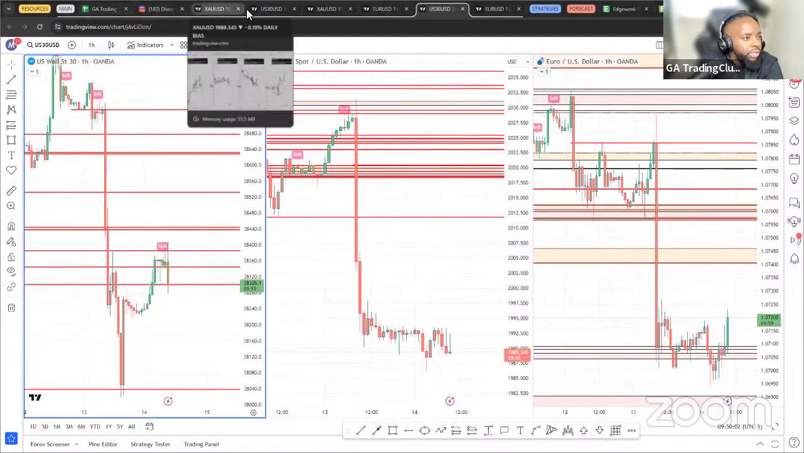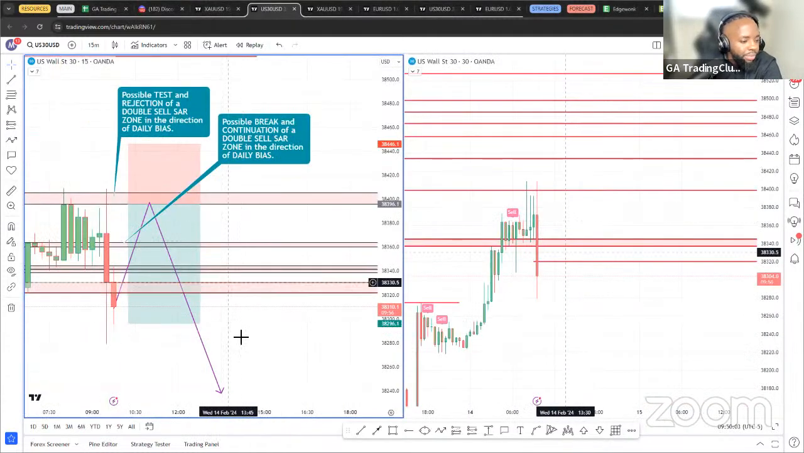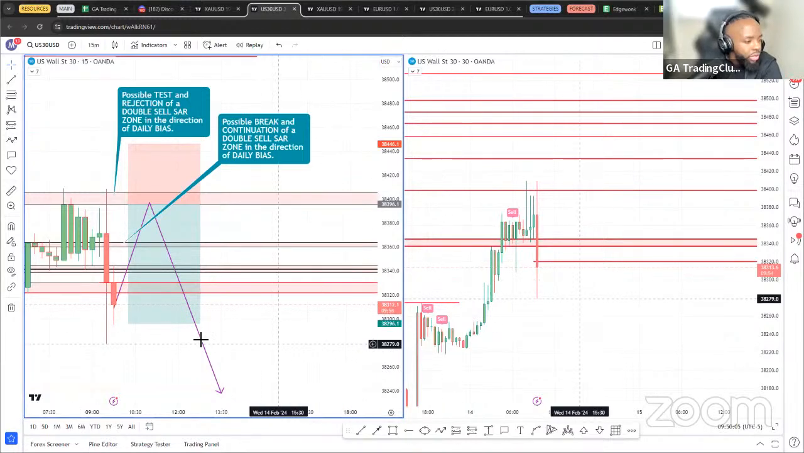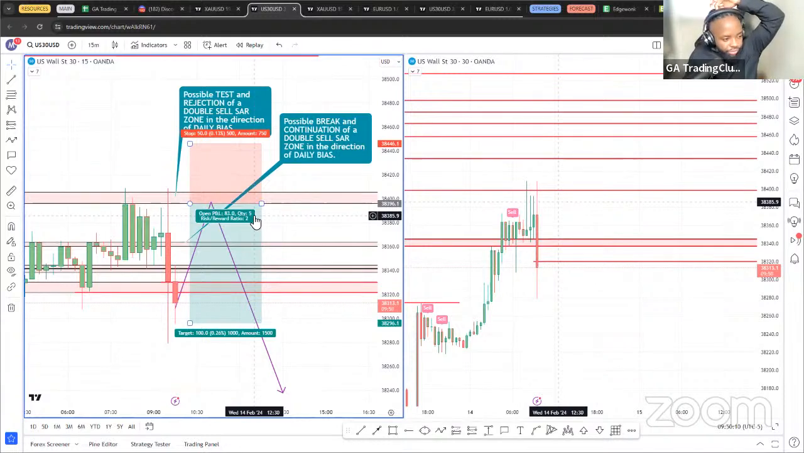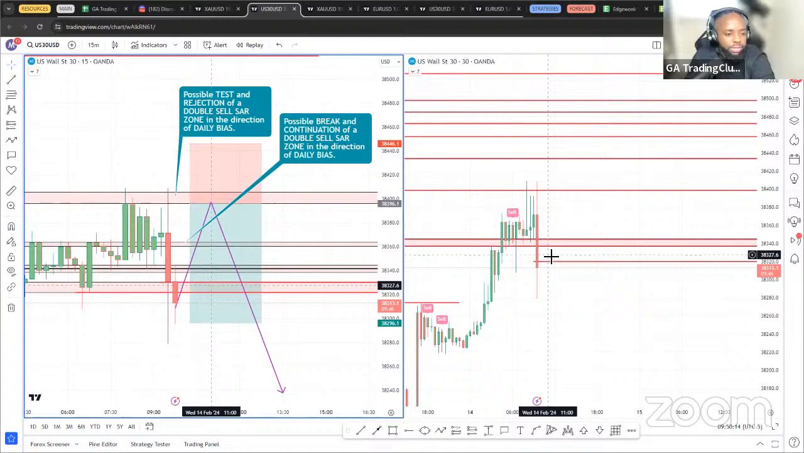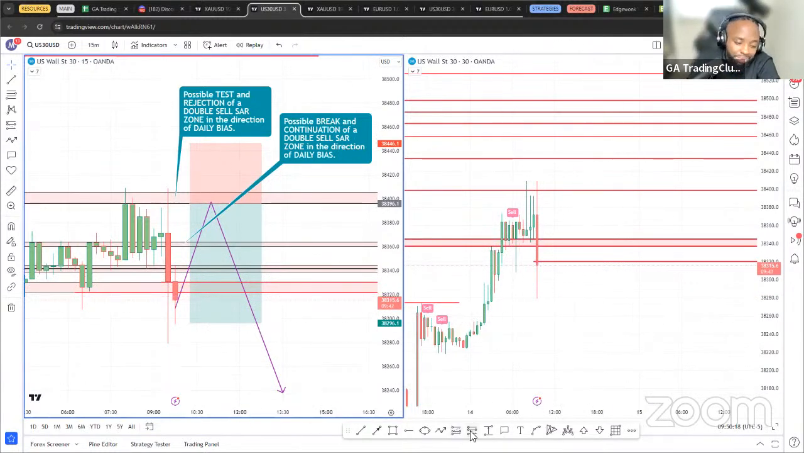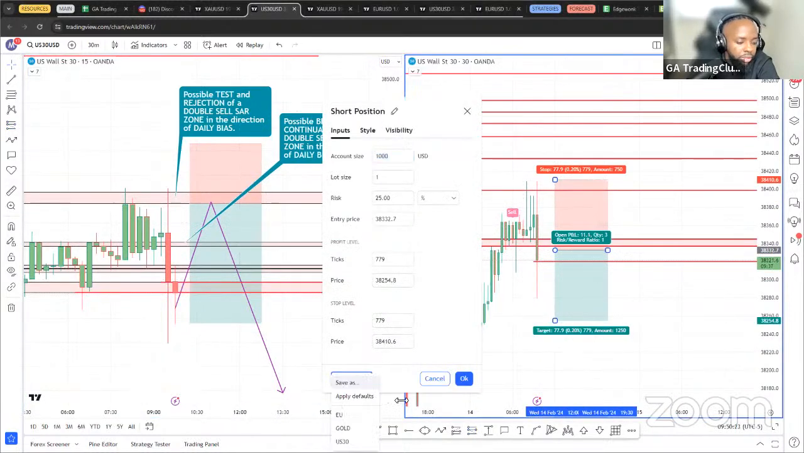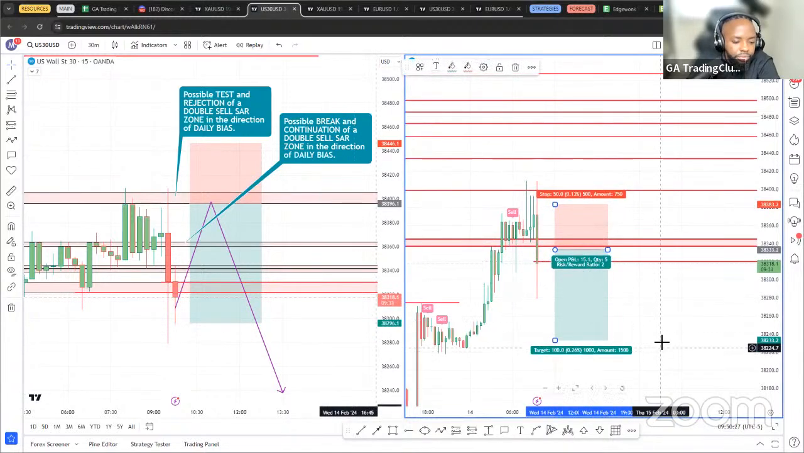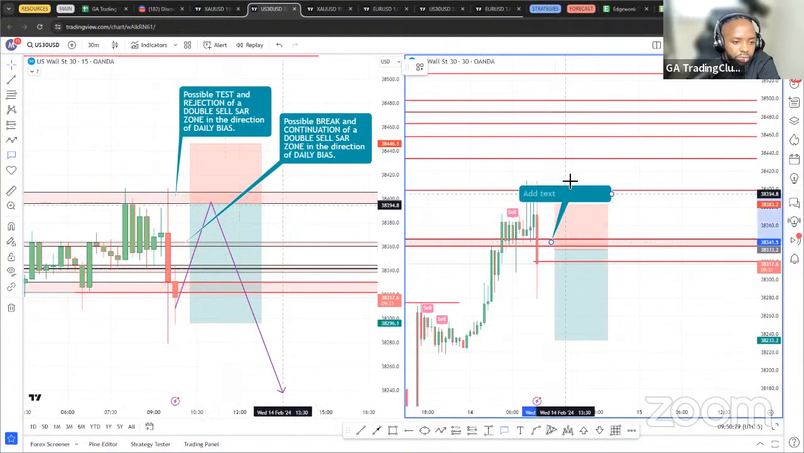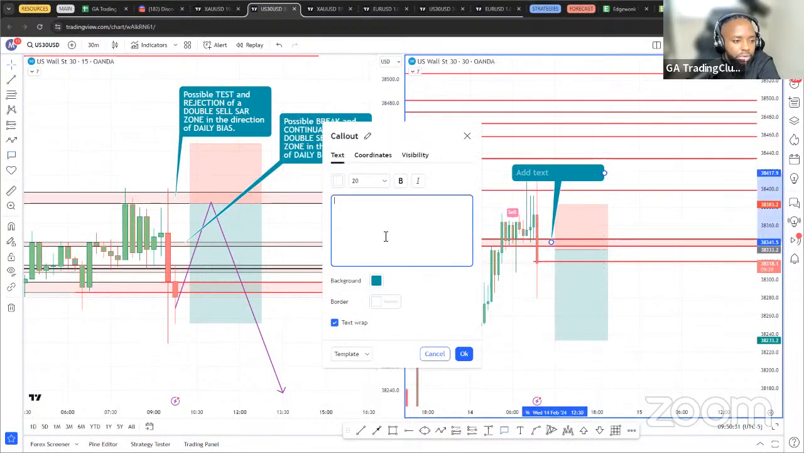If you guys have any questions, feel free to ask. I'm not sure we're gonna get any trade today as well, and I definitely don't want to force anything. But this 30-minute setup might be probably the best one here for US 30. So we might get a break and continuation on the 30-minute time frame right here.